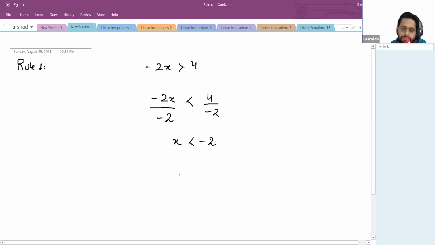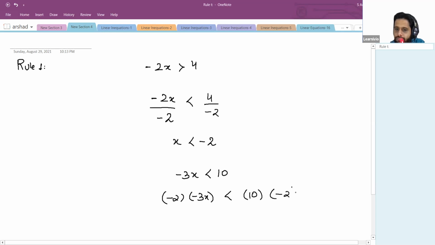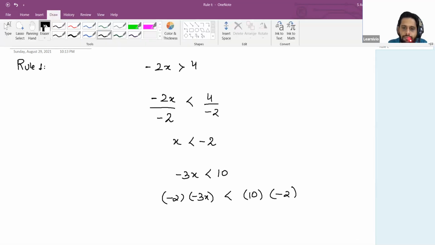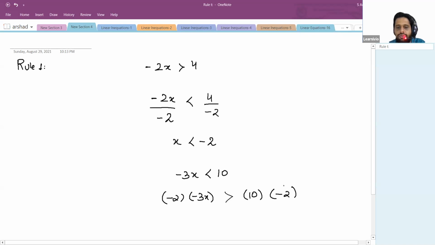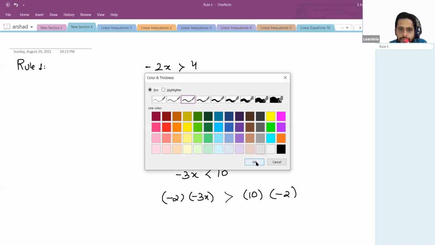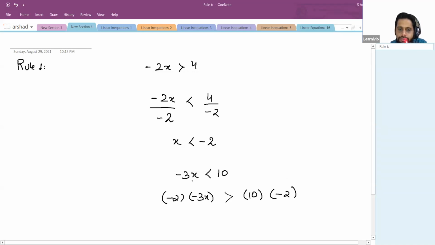Now, similarly, if we have this, for example, minus 3x is less than 10, and we are multiplying this with a -2. If we multiply this with a -2, then also the sign will change. So in this one, the sign of inequality will change, because we are multiplying with a negative number.